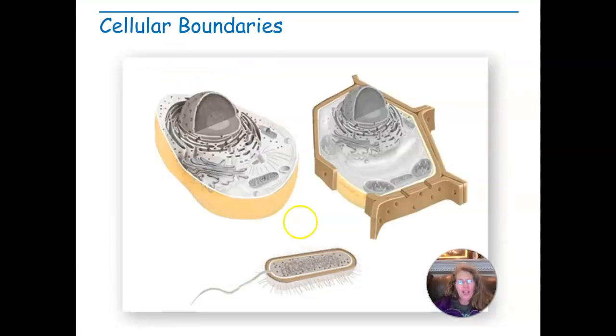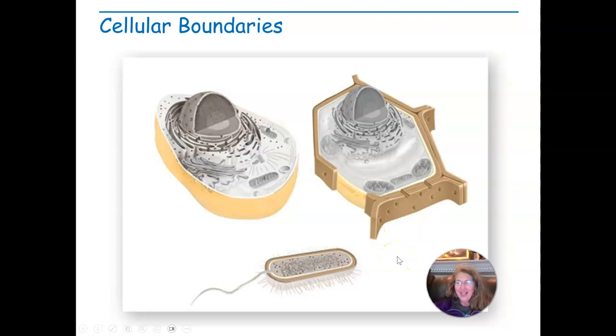So to compare and contrast our boundaries in our different types of cells, here we have an animal cell that has the plasma membrane, plant cell that has the plasma membrane, and the bacteria cell that has the plasma membrane, the white area here. And then differences: the bacteria has a cell wall, and that cell wall has peptidoglycan, and the plant cell has a rigid cell wall and that has cellulose in it.